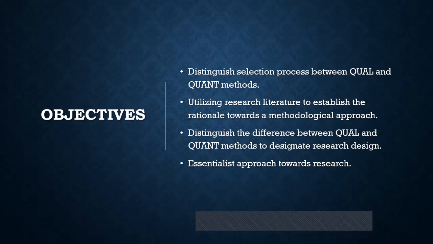The objectives of this particular module are as follows. You're going to distinguish the selection process between qualitative and quantitative methods. You will also learn how to utilize research literature to establish the rationale towards a methodological approach. You will also learn to distinguish the difference between the qualitative and quantitative methods to designate your research design for your dissertation study. And you will also learn the essentialist approach towards research.